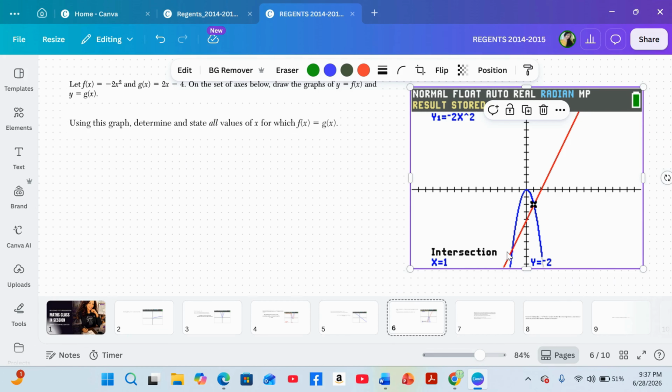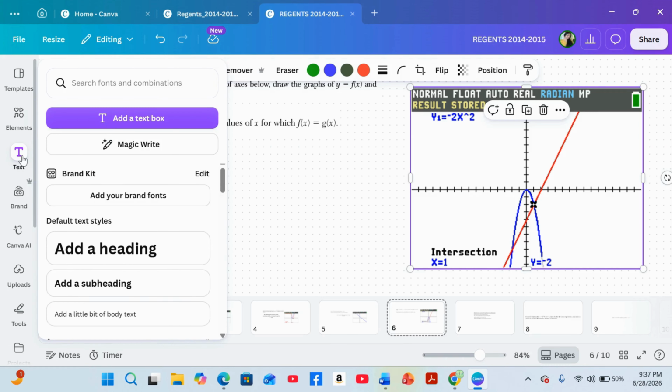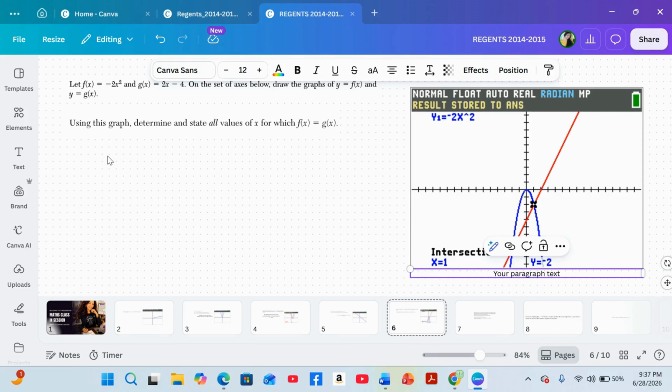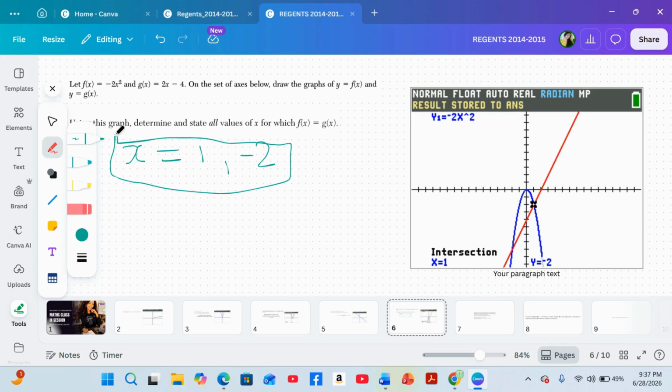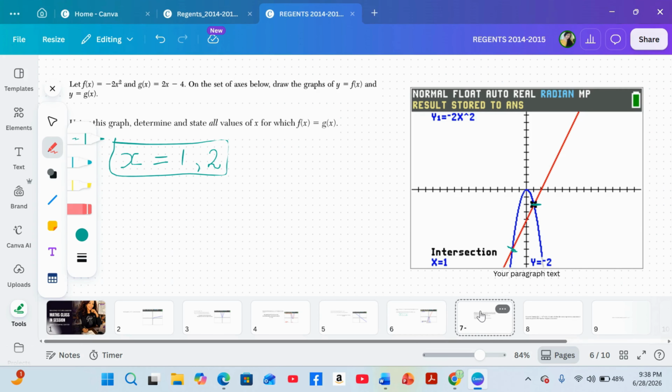All values of x. So x equal to 1 and x equal to minus 2. x equal to 1 and minus 2. Next question.